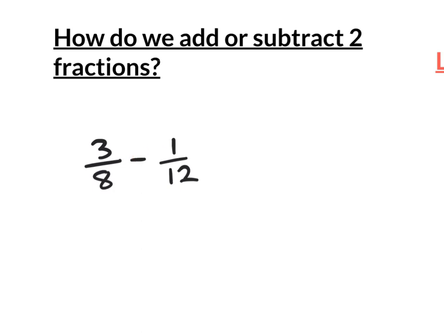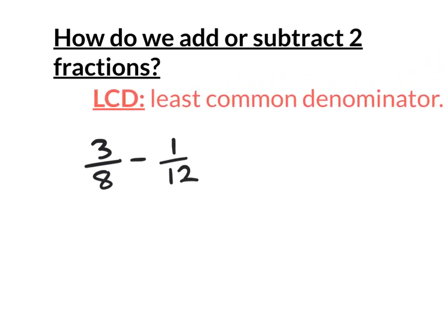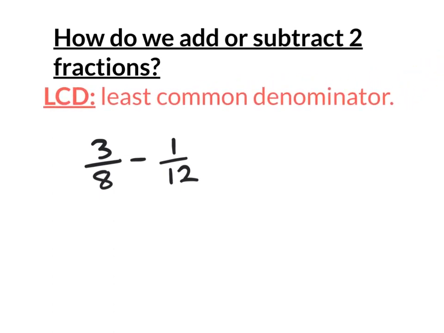You can't just say 3 take away 1 and 8 take away 12. That would be totally incorrect. How do we add or subtract fractions? We find the LCD, the least common denominator. Now, back in the 6th grade, 7th grade, we'd probably get the 12 and say, okay, 12 times 2 is 24, and 8 times 3 is 24. So the LCD would be 24.